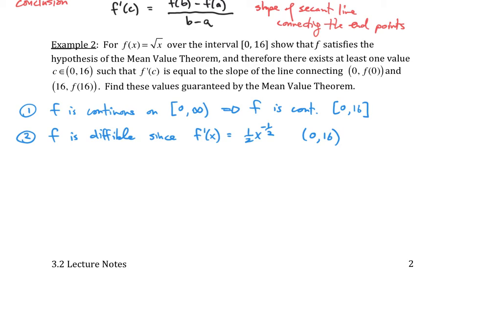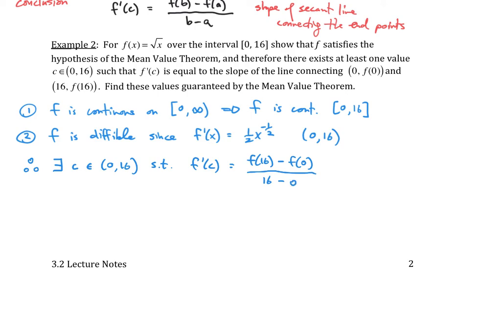So the conclusion of the mean value theorem says the following. So we're going to put 3 circles in a triangle. That means therefore. This backwards capital E means there exists. So there exists a C in the open interval from 0 to 16 such that, usually we use s.t. to abbreviate, such that f prime of C is going to be equal to f of 16 minus f of 0 all divided by 16 minus 0.